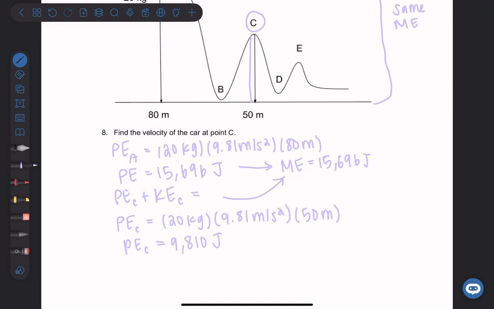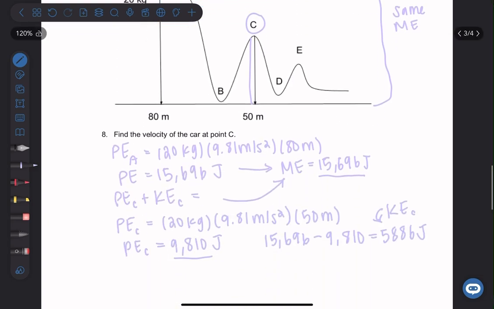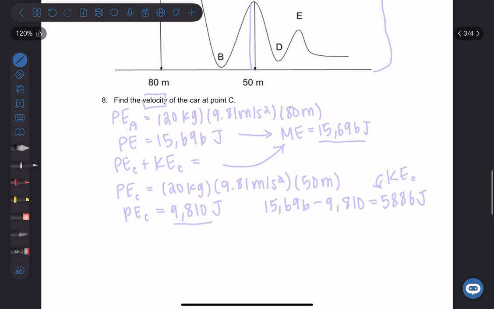We want to find the kinetic energy, so that means we take this number and subtract to find the kinetic energy. So 15,696 minus 9,810. Now we find the answer. So now we know the kinetic energy is 5,886 joules. Kinetic energy at C. And now the question says they want to find the velocity. So we've got to plug it back into the equation.